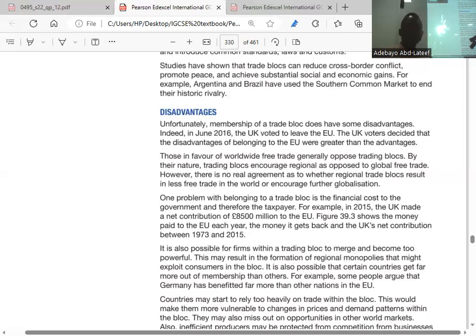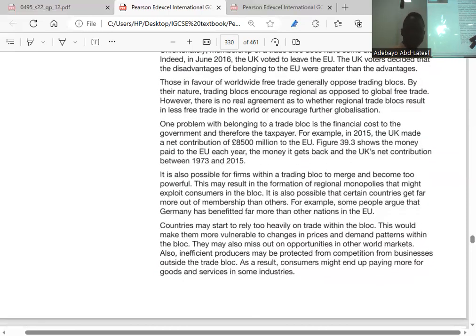So one problem with belonging to a trade bloc is the financial cost to the government and therefore the taxpayers. For example, in 2015, the UK made a net contribution of 8,500 million to the EU. The figure shows the money paid to the EU each year, the money it gets back, and the UK's net contribution between those amounts.